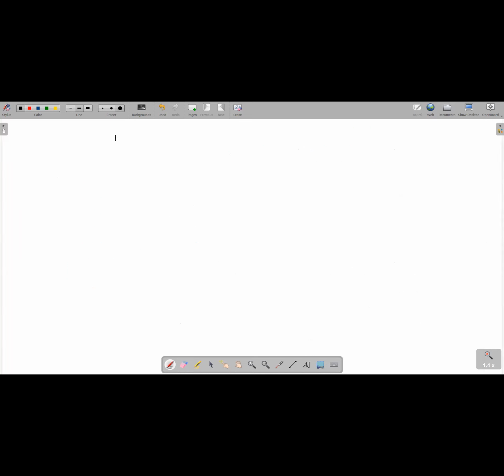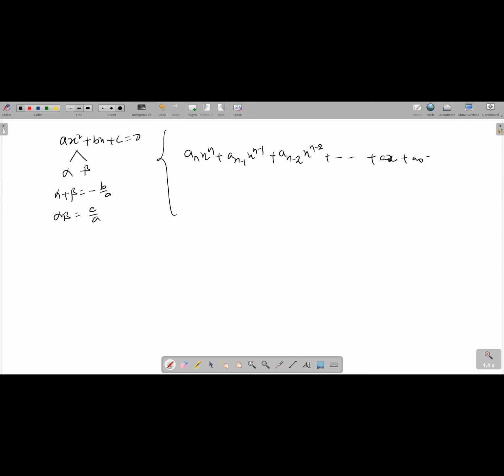See, let me tell you one very important thing. We have ax square plus bx plus c equal to 0. And this quadratic equation will have two roots. So we write sum of the roots as minus b by a, and alpha beta equal to c by a. Suppose we have a polynomial of degree n: a_n x^n plus a_(n-1) x^(n-1) plus a_(n-2) x^(n-2) plus up to a_1 x plus a_0 equal to 0.